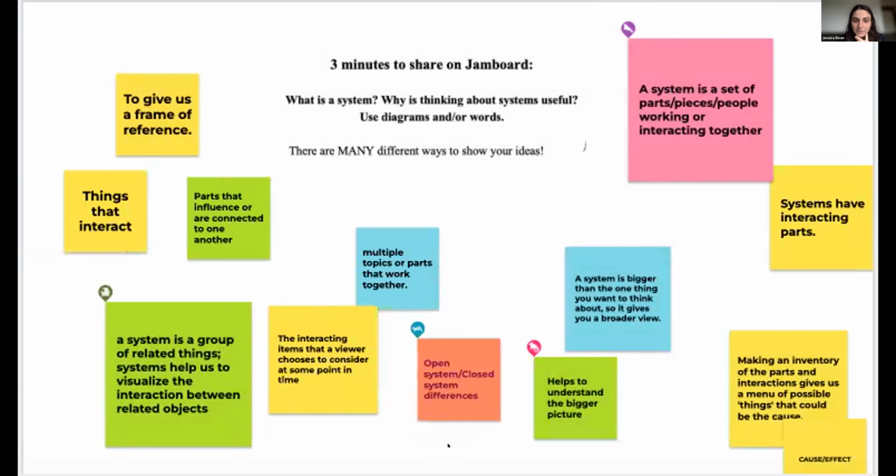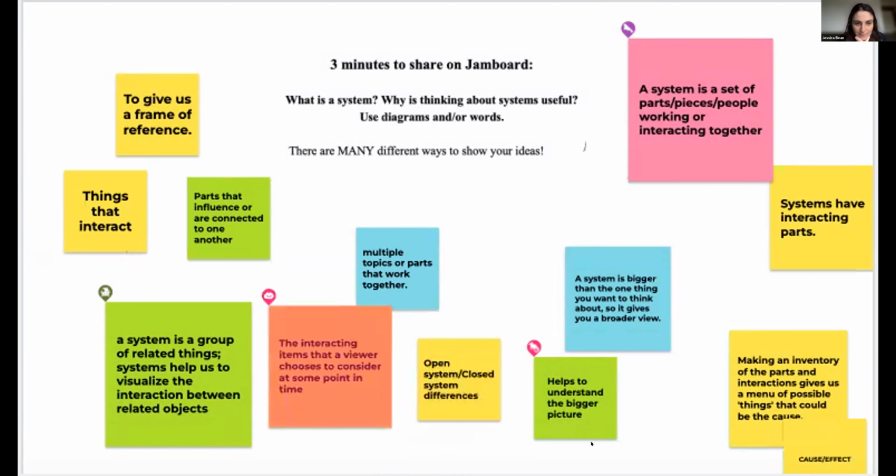Think about open and closed systems. Oh, interesting. And what's the difference? Helps us understand the bigger picture, making an inventory of the parts, a menu of things that could be the cause, looking at cause and effect, gives us a frame of reference. Okay, these are all awesome ideas.